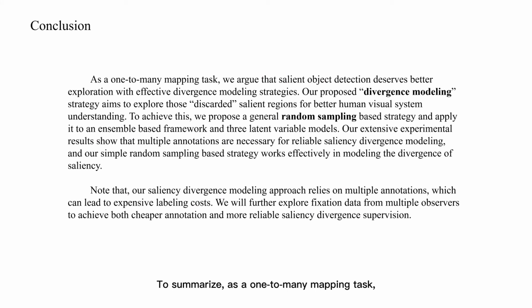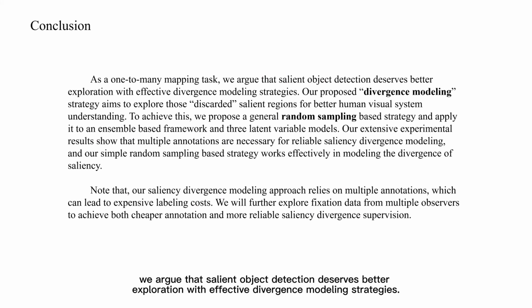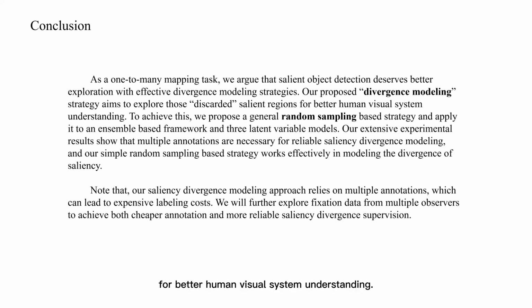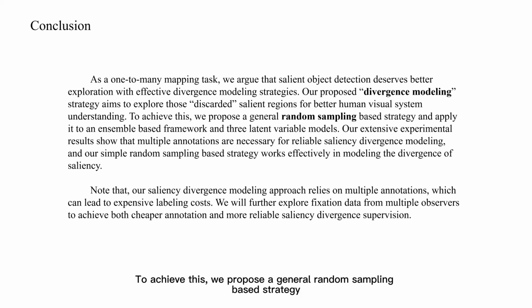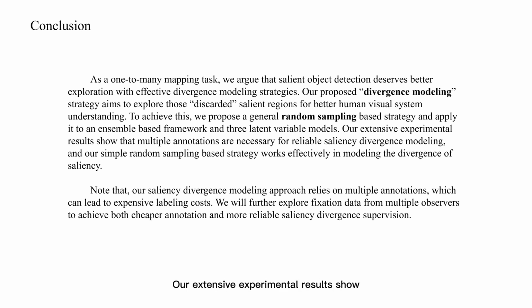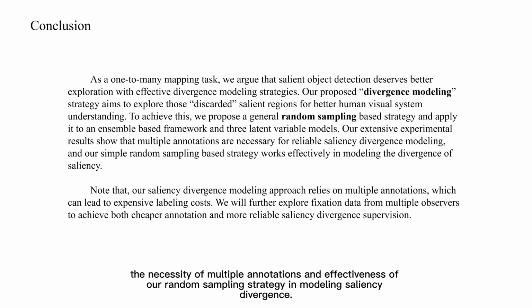To summarize, as a one-to-many mapping task, we argue that salient object detection deserves better exploration with effective divergence modeling strategies. Our proposed divergence modeling strategy aims to explore those discarded salient regions for better human vision system understanding. To achieve this, we proposed a general random sampling-based strategy and apply it to an ensemble-based framework and 3 latent variable models. Our extensive experimental results show the necessity of multiple annotations and the effectiveness of our random sampling strategy in modeling saliency divergence.